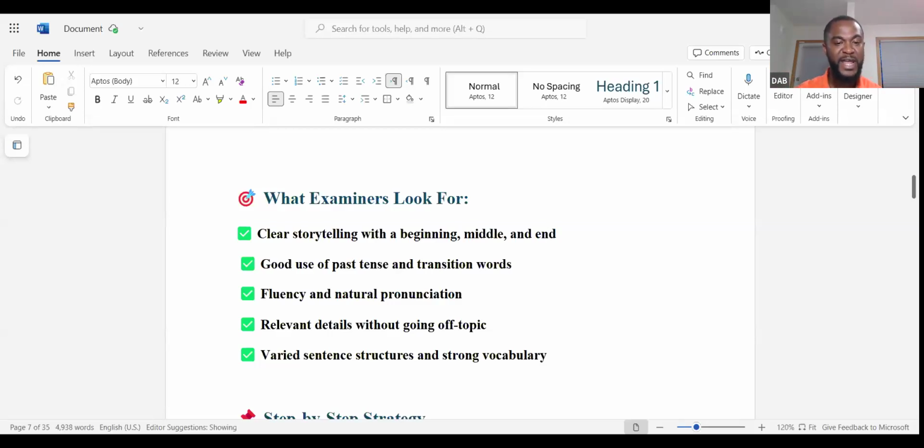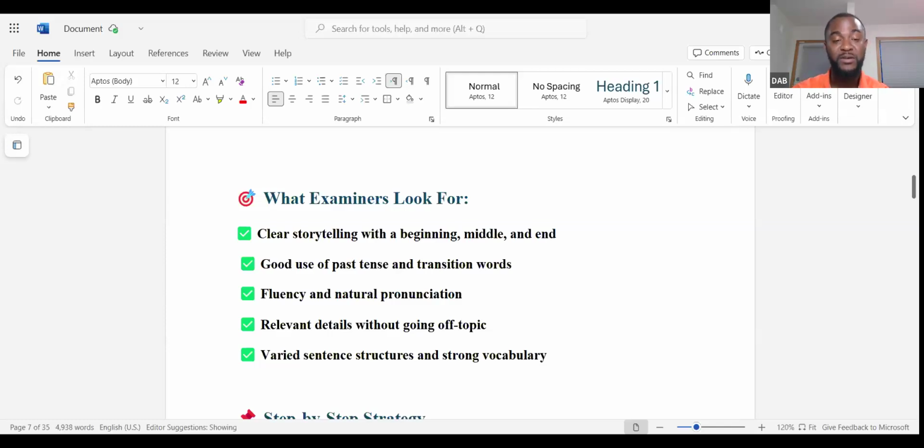Then fluency and natural pronunciation. Don't try to slang if you're not good. Just speak normally as I'm speaking. Don't try to please them by pronouncing some words in a certain way.